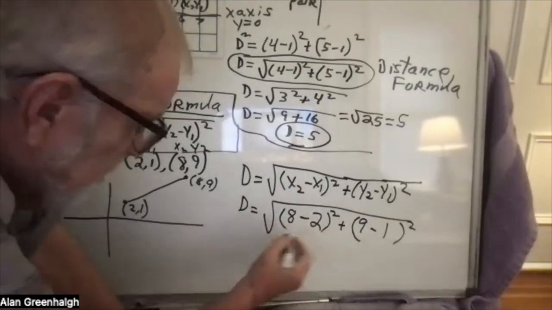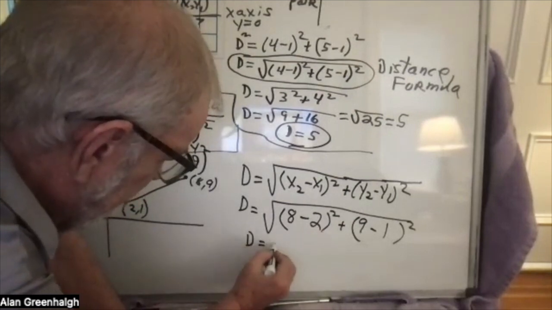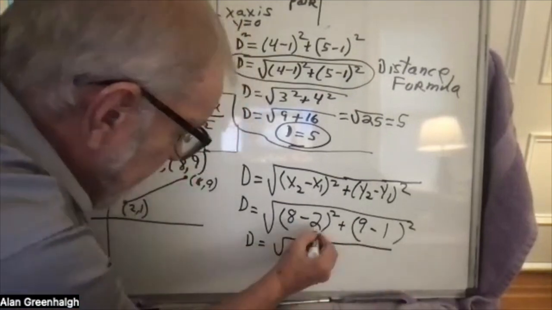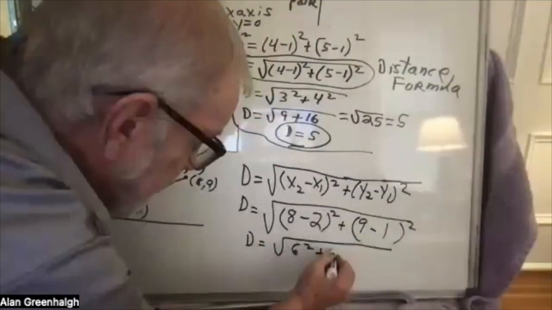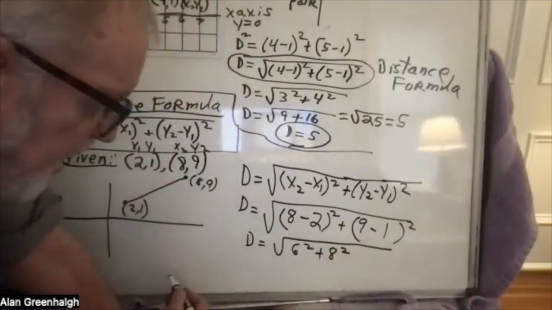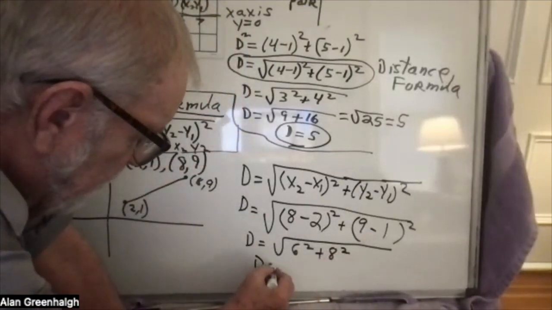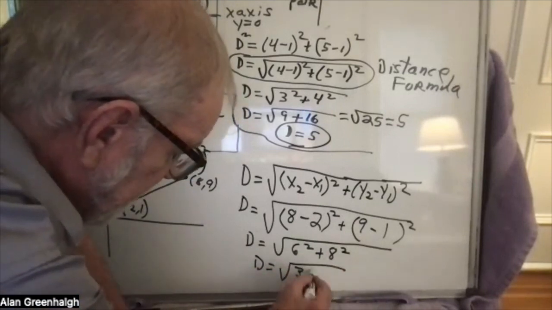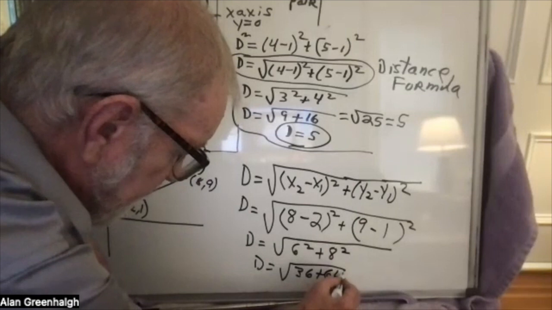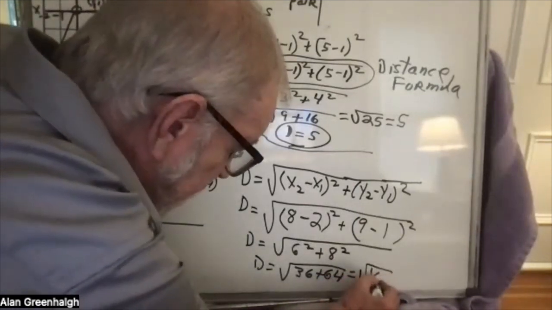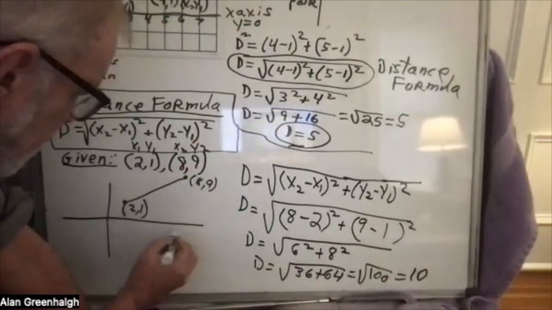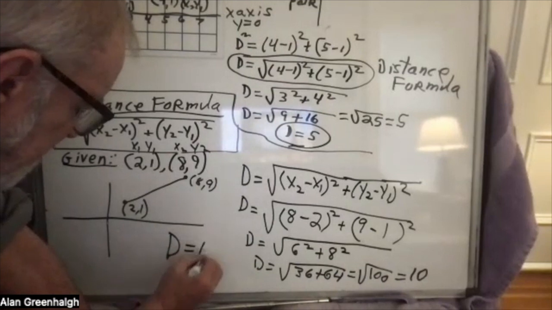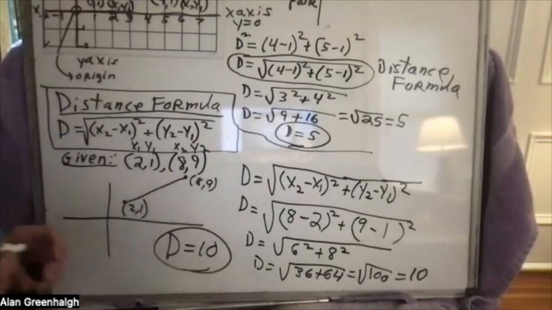So let me move on here. So 8 minus 2 is 6 squared plus 9 minus 1 squared, 8 squared. D is equal to the square root of 36 plus 64, which is the square root of 100, which is equal to 10. So the answer is that D is equal to 10. This is the answer to the question. That's how you use the distance formula.